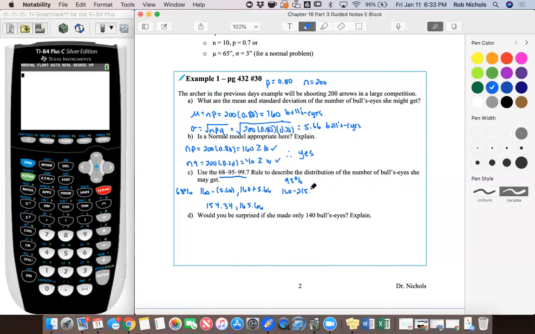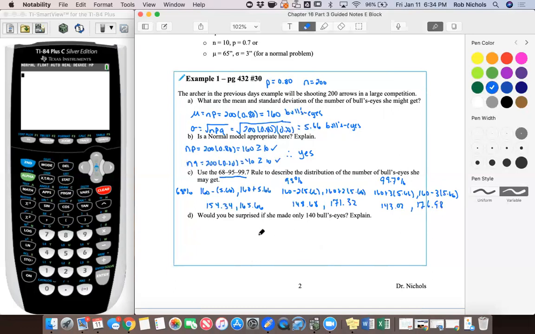For 95%, I'm going to do pretty much the same thing, but this time I'm going to subtract 2 units of my standard deviation, and then add 2 units of my standard deviation. So those boundaries are going to be 148.68 to 171.32. And then for 99.7%, I'm going to take 160 plus 3 units of my standard deviation, and then 160 minus 3 units of my standard deviation. And then I get the interval 143.02 to 176.98.